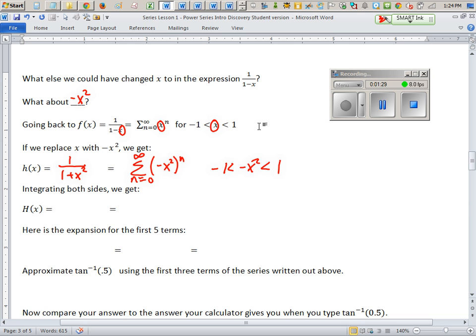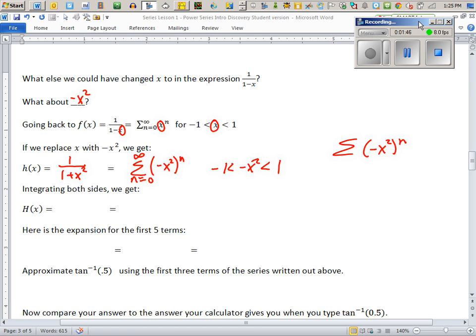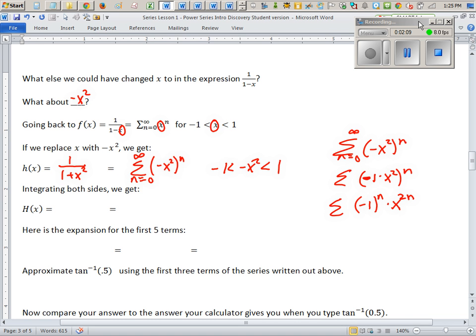I'd like to simplify this a little bit. For one thing, it's going to be a little hard to integrate. I am headed for arctan here in a minute, but I'm not quite ready to integrate. I don't like the way it's written. Let's rewrite some things. This can be rewritten a couple different ways. Why not write this as negative 1 times x squared all to the n? Same thing, right? In other words, negative 1 to the n times x to the 2n. I just think it's going to be easier to integrate that.